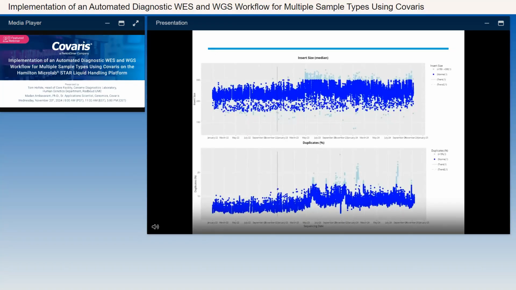And the above slide is the insert size. You see here the inserts are around 500 base pairs, and that's at the moment fine and quite stable. You see a slight increase in duplicate reads after a certain period, and we can explain that because the loading concentration on the flow cells changed, which is why we now have a little bit more duplicate reads.